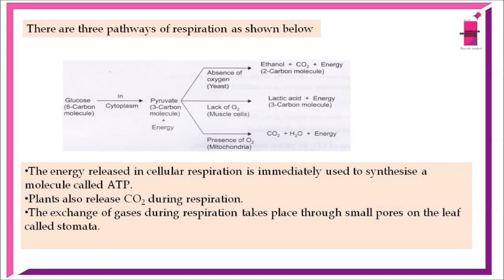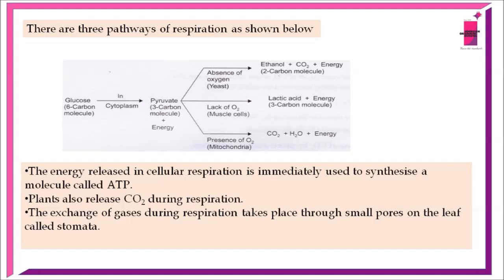A glucose molecule, that is a 6-carbon molecule, in the cytoplasm will be broken down into 2 molecules of pyruvate. Pyruvate is a 3-carbon molecule and it releases a little amount of energy. In the presence of oxygen or in the absence of oxygen, the pyruvate molecule undergoes different modes of respiration. In the presence of oxygen, that too in the mitochondria, the pyruvate molecule will be converted into carbon dioxide, water, and energy will be released in the form of ATP.